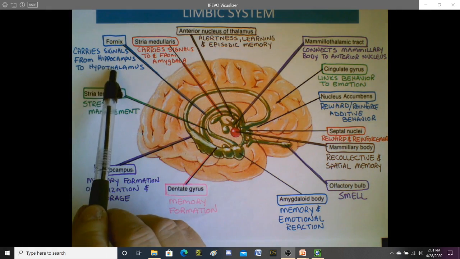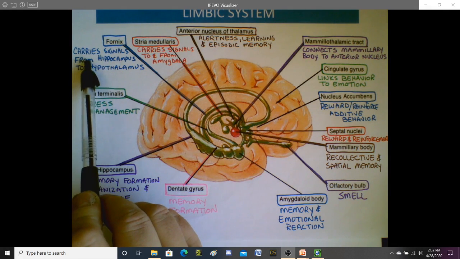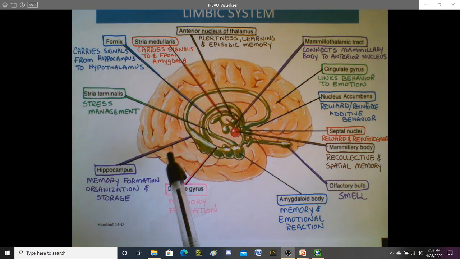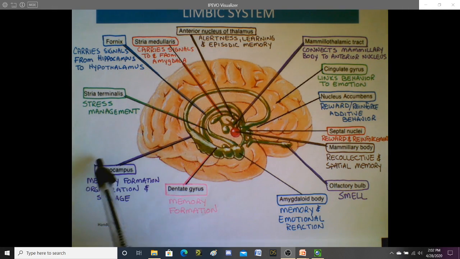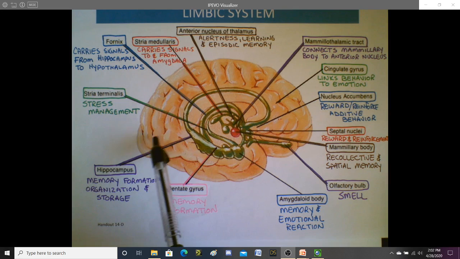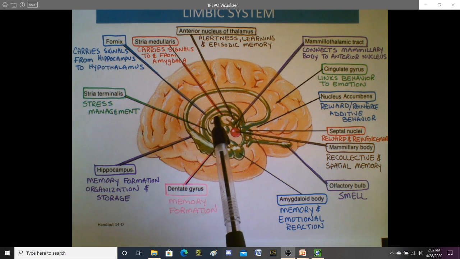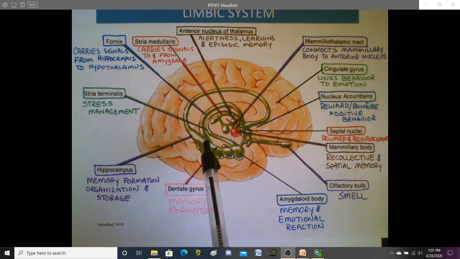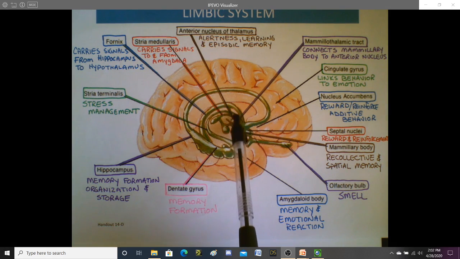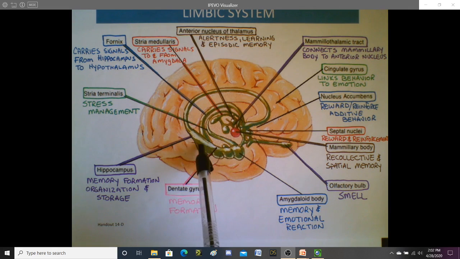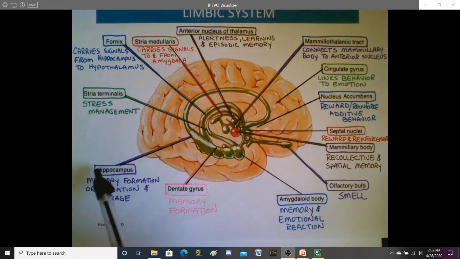The fornix, which is something that we learned in lab as well, it says it carries signals from our hippocampus to the hypothalamus. So our hippocampus is a memory forming part of the limbic system, and it's going to be transporting information to the hypothalamus via the fornix. So we are moving information from the hippocampus to the hypothalamus. So, this could be important information on homeostasis. This could be survival information that we want to remember. Don't eat that plant. That kind of thing. We can store memories in the hippocampus.